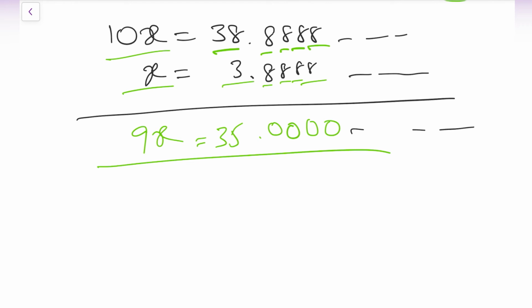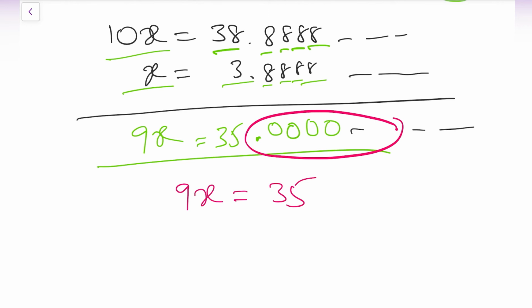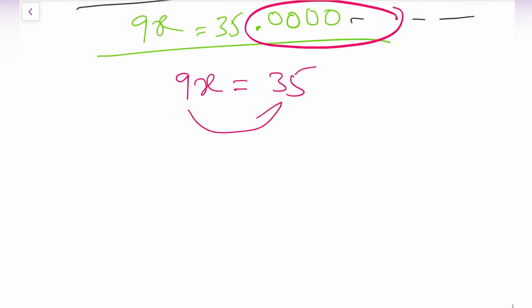9x is equal to 35.00000000. After the decimal only zeros are there, so those don't have any value. Then 9x is equal to 35. We want x value, so take 9 to the right side. X is equal to 35 divided by 9.